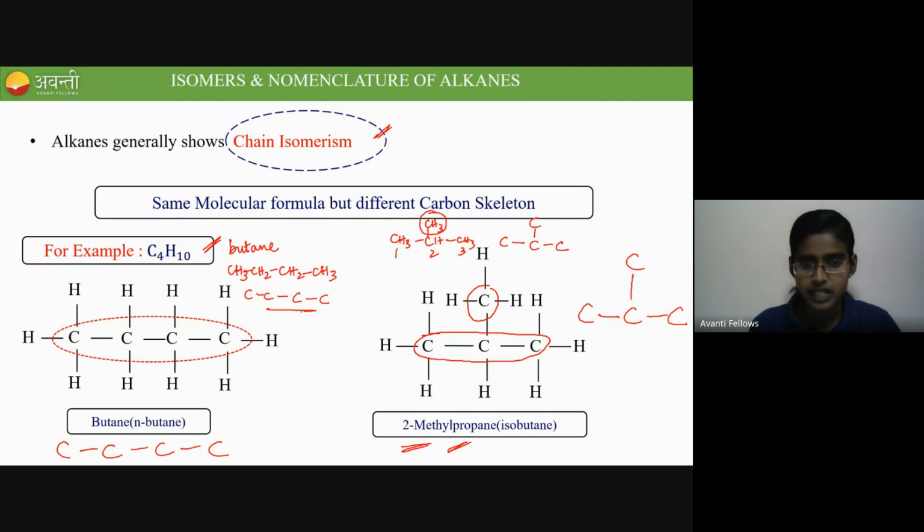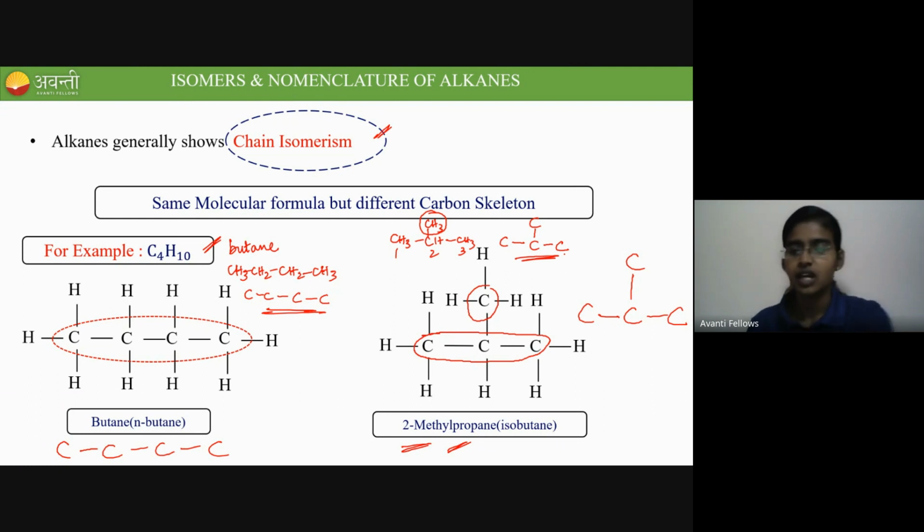So this is the isomerism. This is straight chain carbon and this is the branched chain compound. Got it? Carbon skeleton is differing, but the molecular formula remains the same. So this chain isomerism exists in the alkanes.